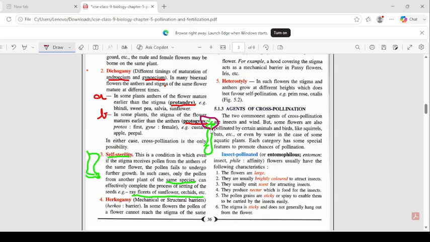So this mechanical barrier is again creating a problem for pollination, and this hood covering you get in some of the most common flowers like pansy, where a hood covers the stigma. Just one word you have to remember here.